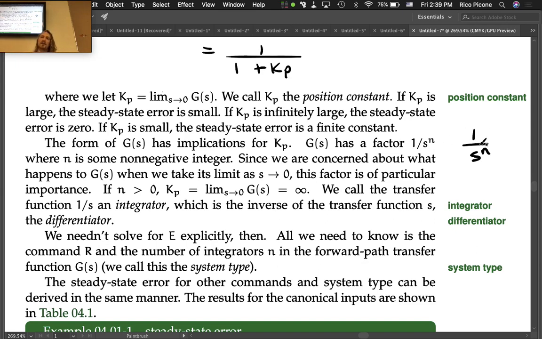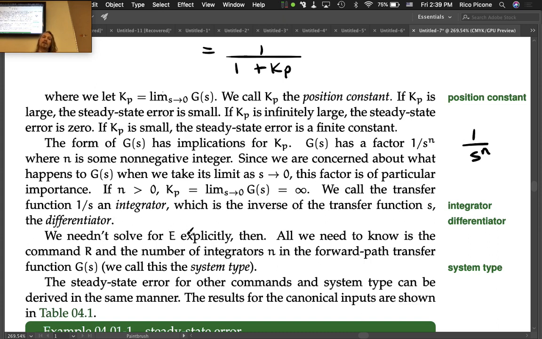this terminology. If n is 0, we have 1 over 1, or just none of these 1 over s terms show up, so we have no integrators. If n is 1, we have 1 over s to the 1, so we have one integrator. 1 over s squared is 2 integrators, cubed is 3 integrators, etc. The number of integrators is going to be an important concept, and in the next paragraph we define another term for the number of integrators, which is called the system type.